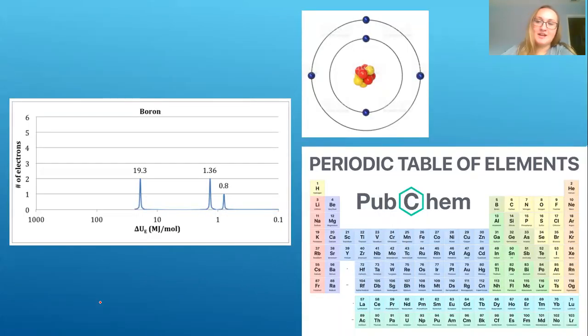So let's revise our electron configuration for boron. I still have my 1s2. Now I'm going to say it's 2s2 followed by 2p1. And the superscripts add up to my total number of electrons. So I know I'm doing something right.